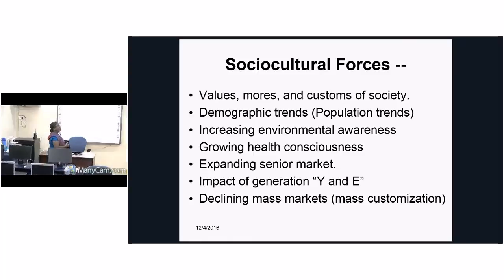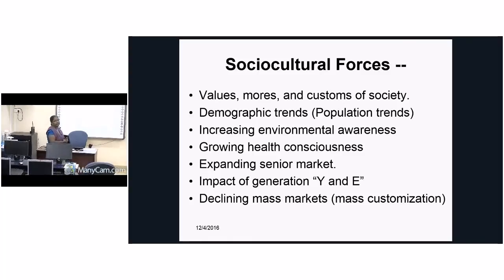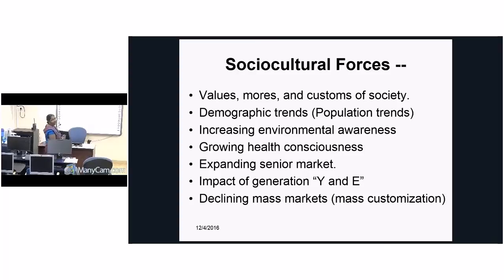Growing health consciousness, again another trend in the socio-cultural forces. Expanding senior market, that means because of the elder generation in the population, senior market. So when you are producing a product, you should think of these trends in the socio-cultural environment as socio-cultural forces.